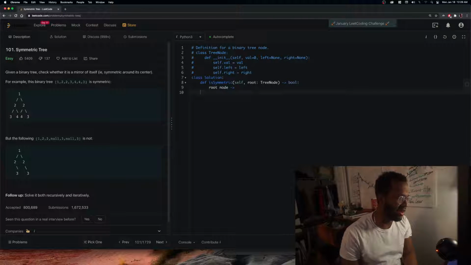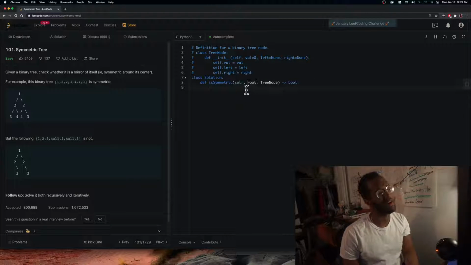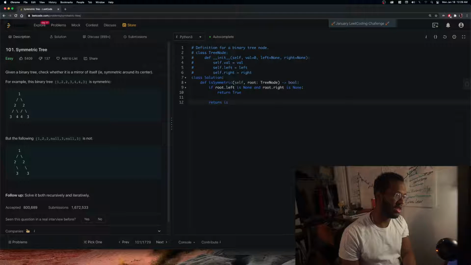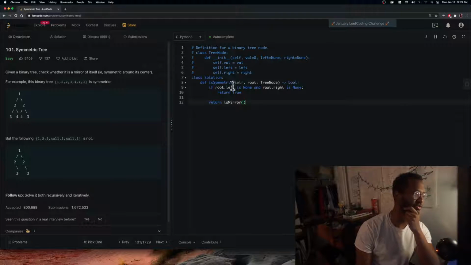We don't really care what the value is, but if you don't have a left node and you don't have a right node, and we're talking about the root node here, then it's symmetrical. So we can say if root.left is None and root.right is None, we're just going to return True. Then from here, what we're actually going to return is mirror, which is our actual function, that's going to do the rest of this.